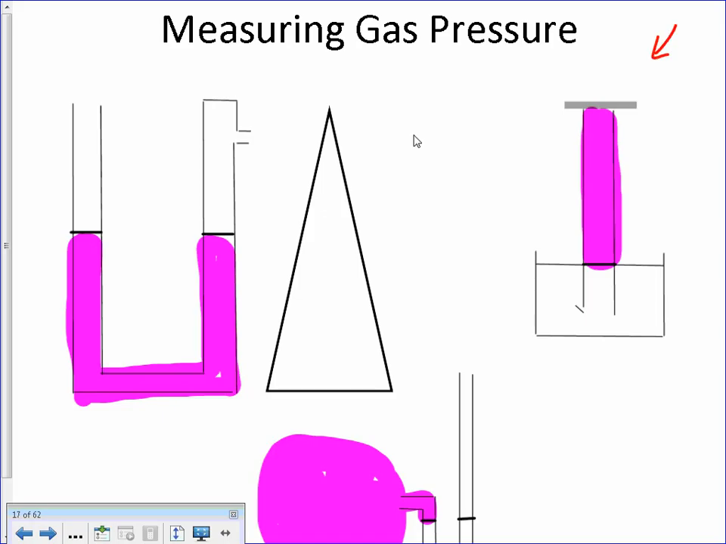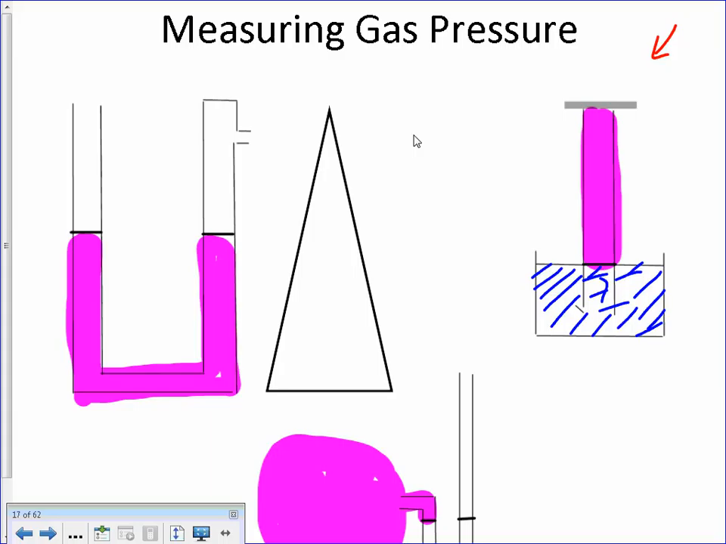This is our fancy barometer. Talk about engineering, right? Make it happen. So what we have in our picture here is a beaker filled with water, and I'm going to put water in blue. And the water goes all the way into the neck of the graduated cylinder that's inverted.